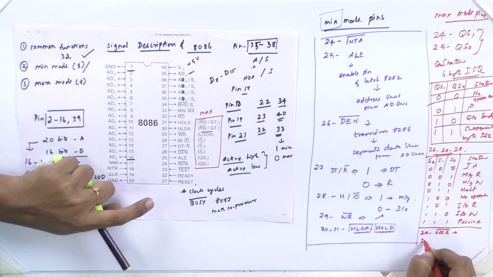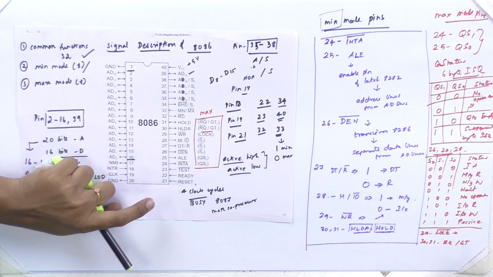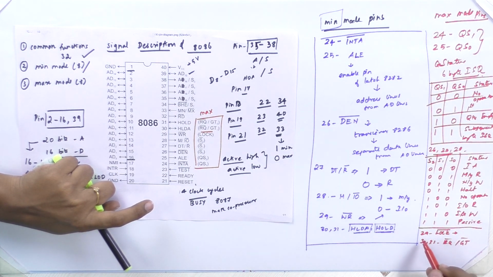And the 30th and 31st pins are request and grant pins, RQ request and GT grant. These pins are used to receive and grant requests for the system bus from the connected IO or peripheral devices. And the function of these pins is based on the status of the lock pin.